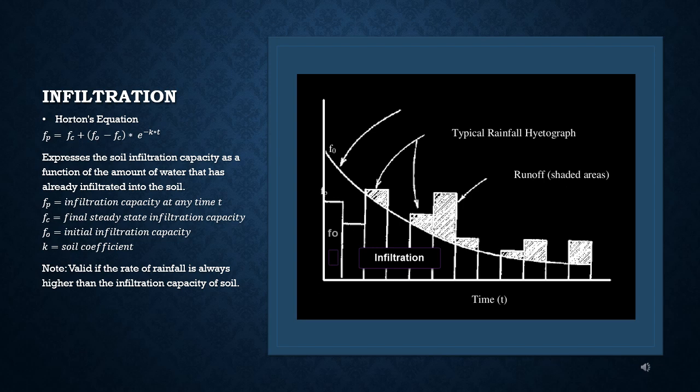We can use Horton's equation to determine infiltration capacity at any time. The equation is shown here, and the curve shown in the figure represents the infiltration rate through time. The infiltration rate is higher at the beginning of the rainfall, and it decreases as time goes by, and it reaches its final steady state infiltration capacity. And anything above the curve will become runoff.